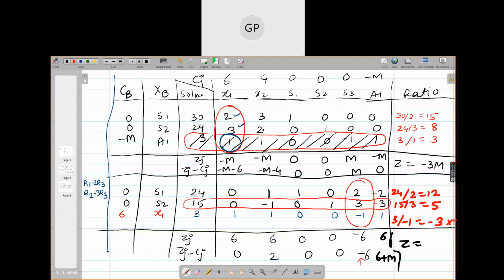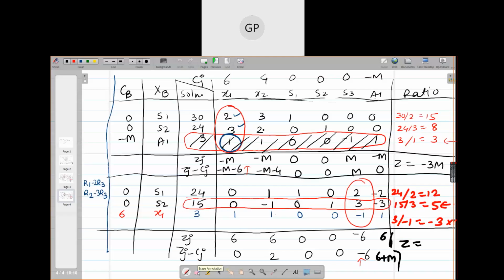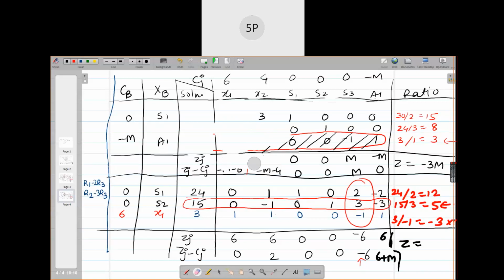Okay, this is my pivot column. This is my pivot row. So what is the next step now? S2 is replaced by S3, right? Right, girls? Yes, ma'am. And the value of Z, I will make changes here itself.